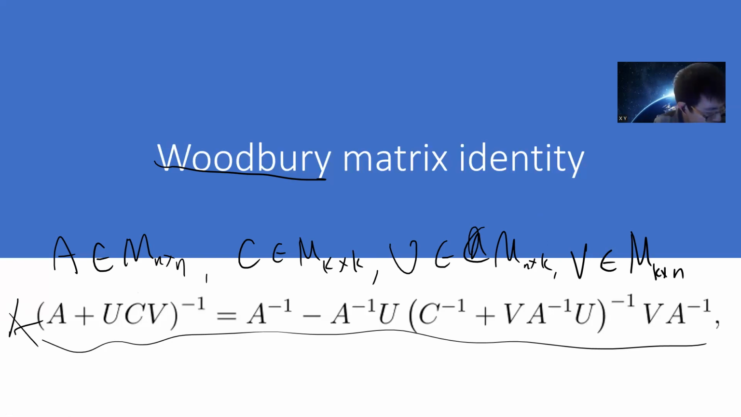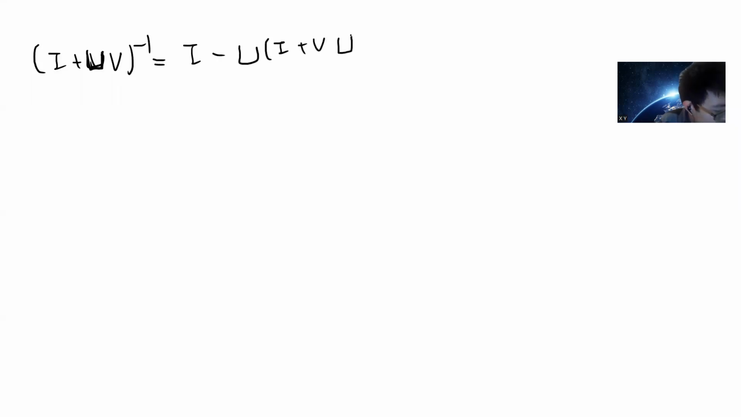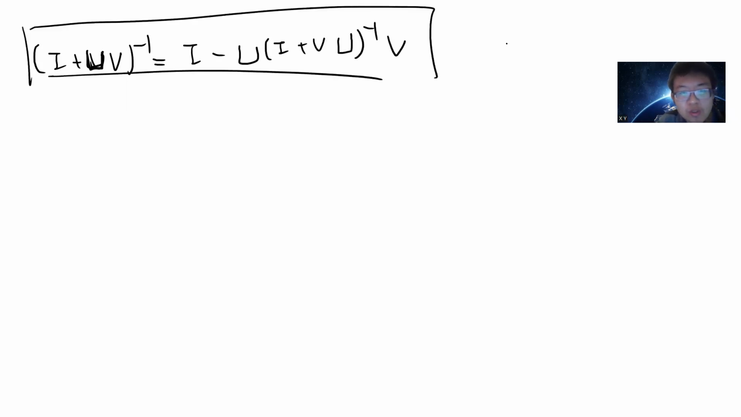And before we do this, let's prove a simpler version. So let's replace A with the identity and C with the identity. Let's see whether we can prove something easier. So we will prove the simple version: (I + UV) inverse equals I minus U (I + VU) inverse V. We need to first prove this.